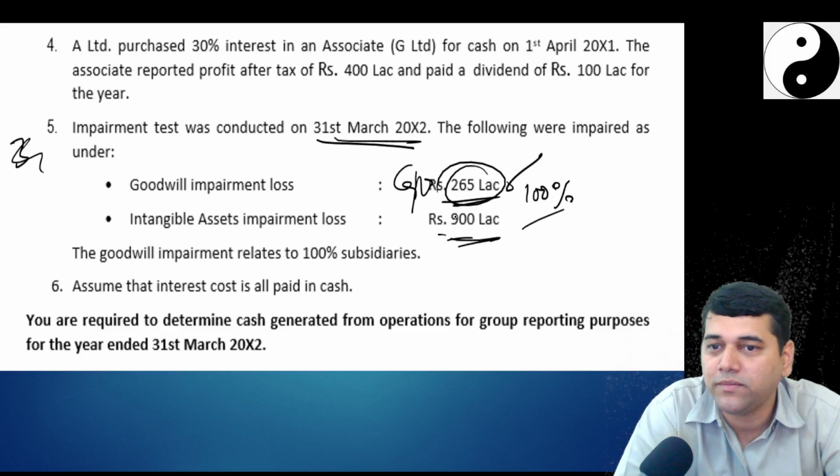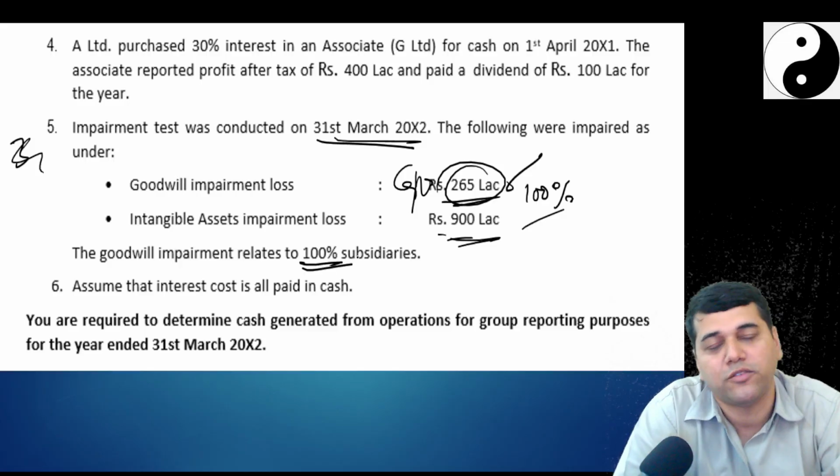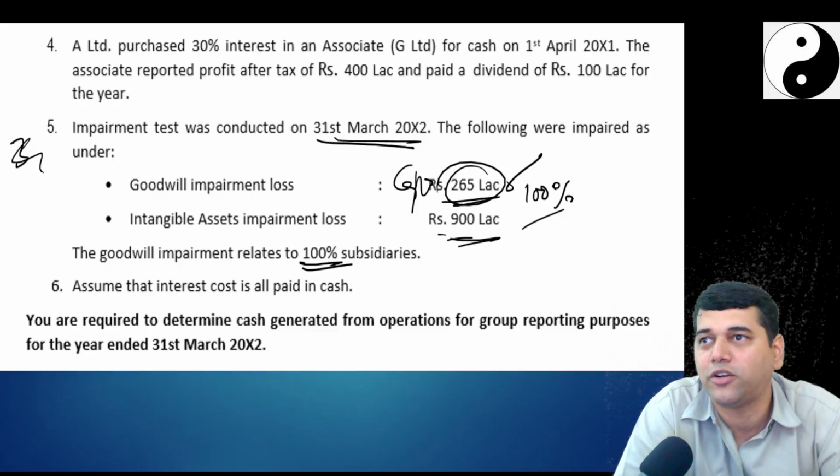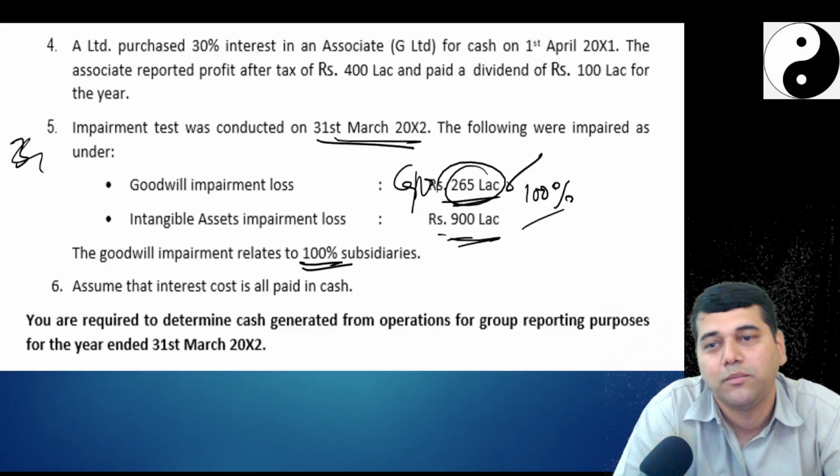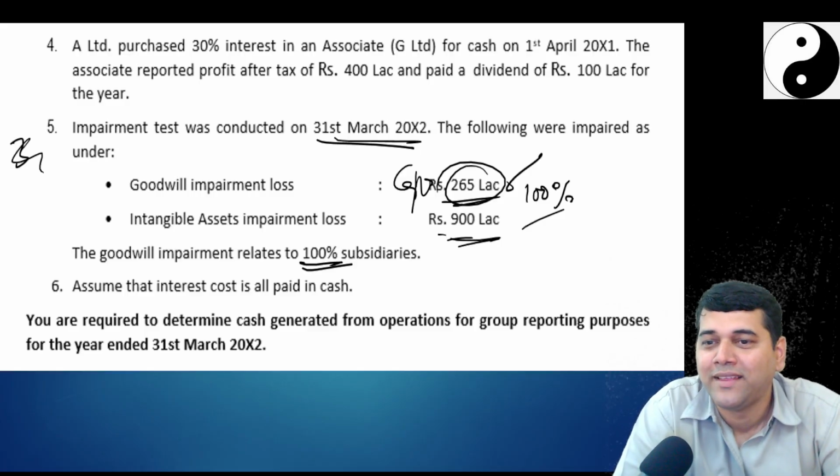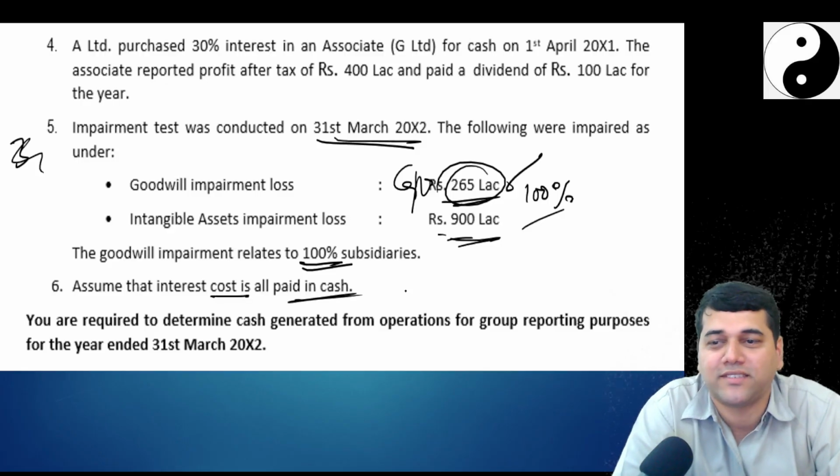Intangible also must have gone. Now, it relates 100% to the subsidiary only. Leave it, doesn't matter. At the consolidation level, it doesn't matter. Both. Now, assume that the interest cost is paid in cash.